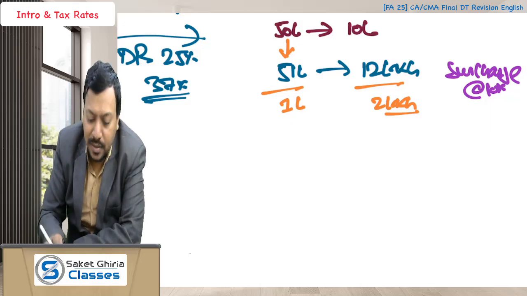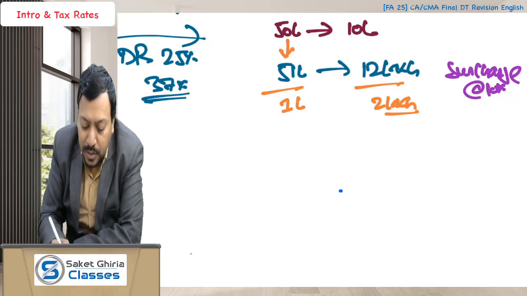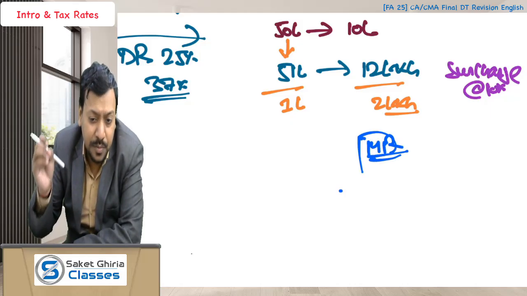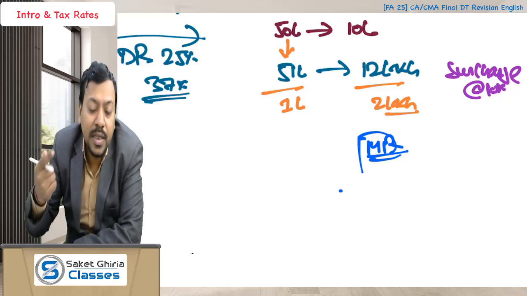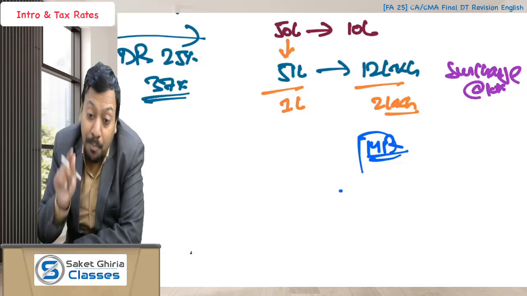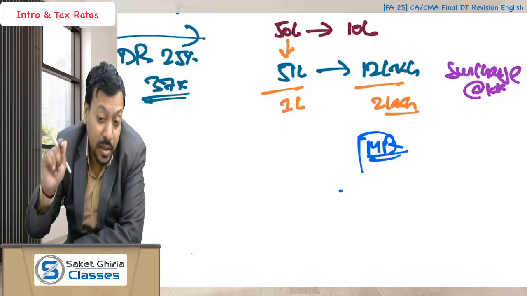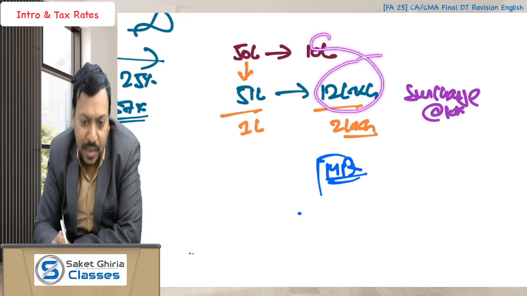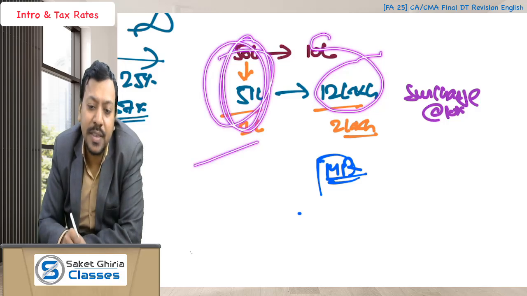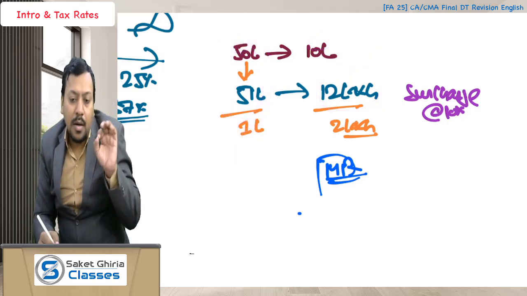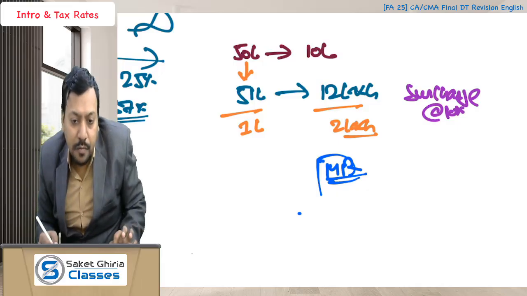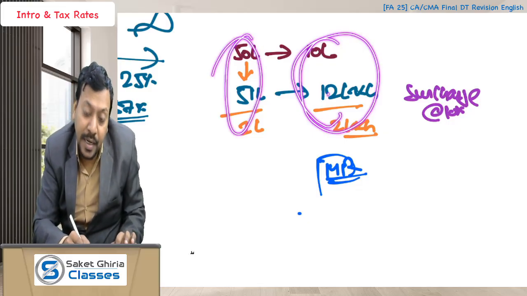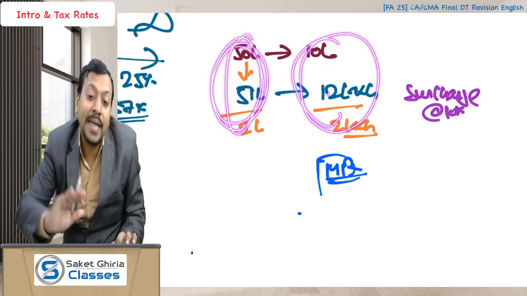Then, sir, what do you want to see? This is a revision video. So there is a concept called marginal relief. What does marginal relief say? Before this, understand when marginal relief comes into play. Marginal relief will come into play when the increase in tax due to surcharge is more than the increase in income which triggered that surcharge.